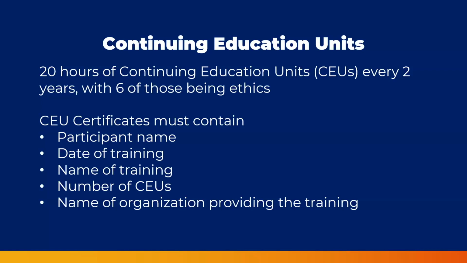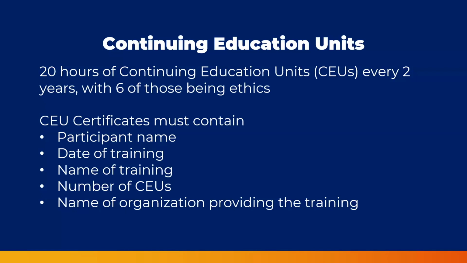Each community health worker is expected to keep track of their own CEUs. They keep their certificates, and when it is time to be re-credentialed, the community health worker is required to send in proof of their ethics course being completed. And then if they are randomly audited, they also have to show proof of the other 14 hours of training. If they're not audited, they have to complete an attestation form, just saying that they've completed the training.